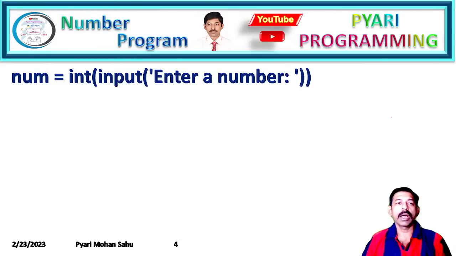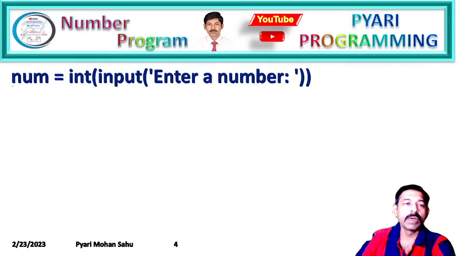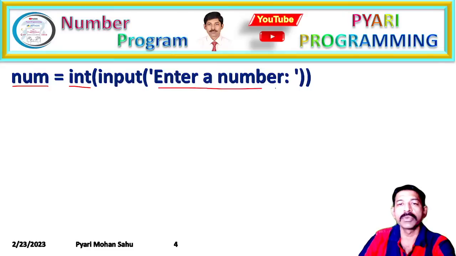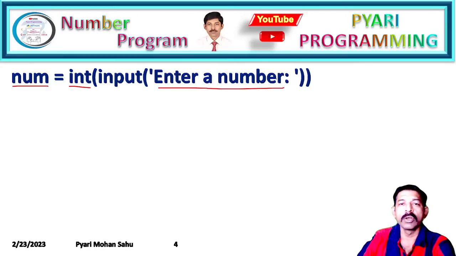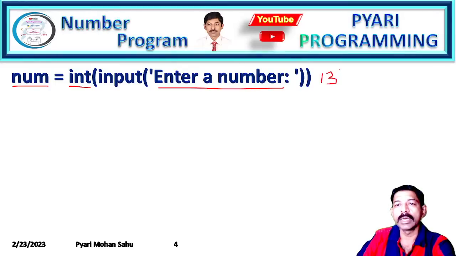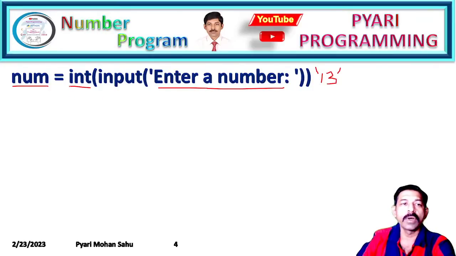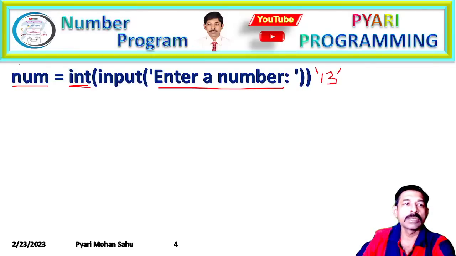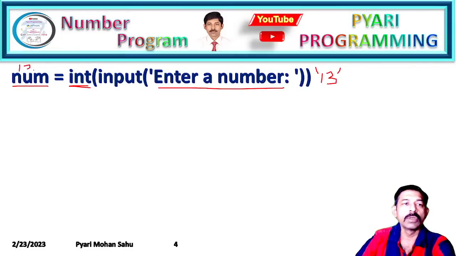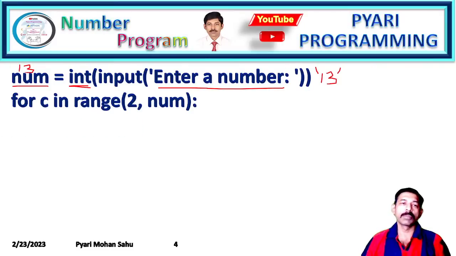So now we'll check. I need to accept a number, because without accepting a number, I cannot check whether it is a prime number or not. Now I need to convert it into integer, because the input function accepts the data in the form of string. Suppose the user has entered 13. For me it is 13, but for the computer it is string 13. So that's why the int function will convert it into integer, the integer 13. Once converted into integer, we'll start the processing of the loop.